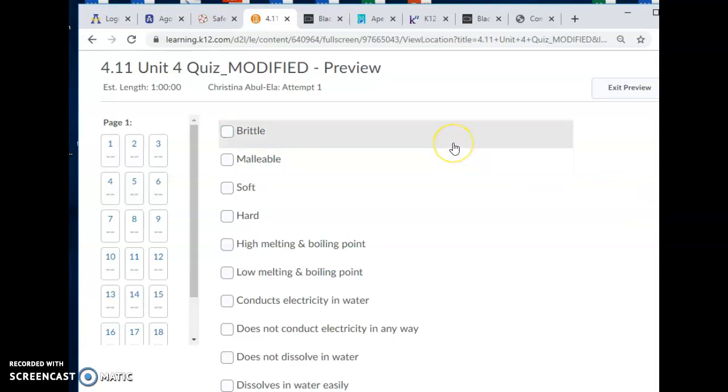We have brittle, malleable, soft, hard, high melting and boiling point, low melting and boiling point, conducts electricity in water, does not conduct electricity in any way, does not dissolve in water, dissolves easily in water.